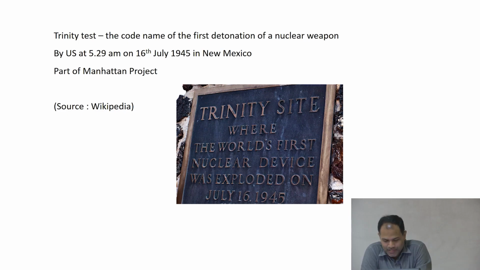It says that it was on 16th of July at 5:29 a.m. this happened. Actually, it was supposed to happen at 4 o'clock, but because of rains it was moved to 5:29. Now all these details are precisely given. Okay, and that actually shows how important this test was. We'll see why this test was important. And the right hand side that you're seeing is just a board that you will see if you go there at the moment. Okay, it's a protected site.